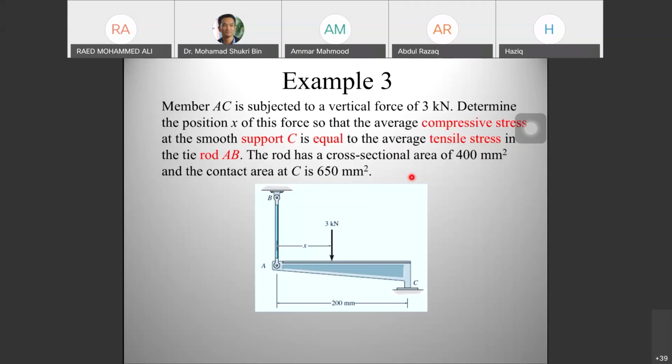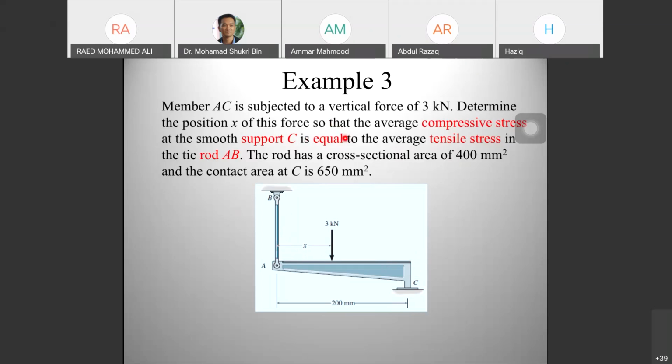So why did they say compressive and tensile? When we put a load here, rod AB will stretch, so it will be in tension. So they just state that tensile, and C will be compressed. So find distance x where the normal stress AB is the same as the normal stress at C. This one is equal.